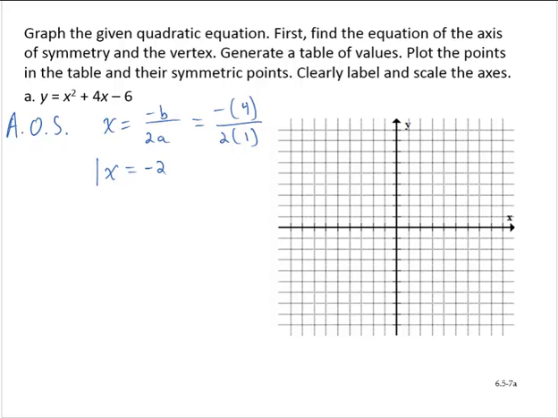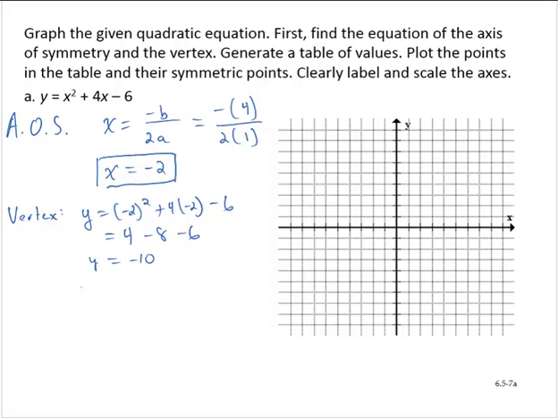So let's keep that in mind. Let's find the vertex. We have the x value for the vertex already, and it's negative 2. So let's find the y value. Y equals negative 2 squared plus 4 by negative 2 minus 6. And so that is 4 minus 8 minus 6, which is negative 4 minus 6, which is negative 10. So then the vertex is negative 2, negative 10.